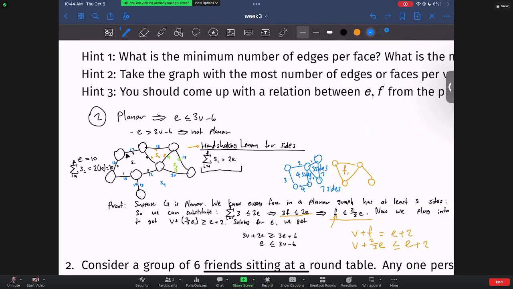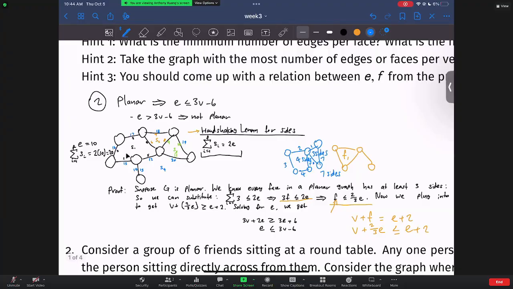And if we manage to prove this, we can also state the contrapositive, which is if E is greater than 3V minus 6, that means the graph is not planar. So those are equivalent statements that we will prove. The first little bit of background information to prove this is the handshaking lemma for sides, which states that if we sum over all of the faces the number of sides in those faces, the total number of sides in that graph is going to equal 2 times E.